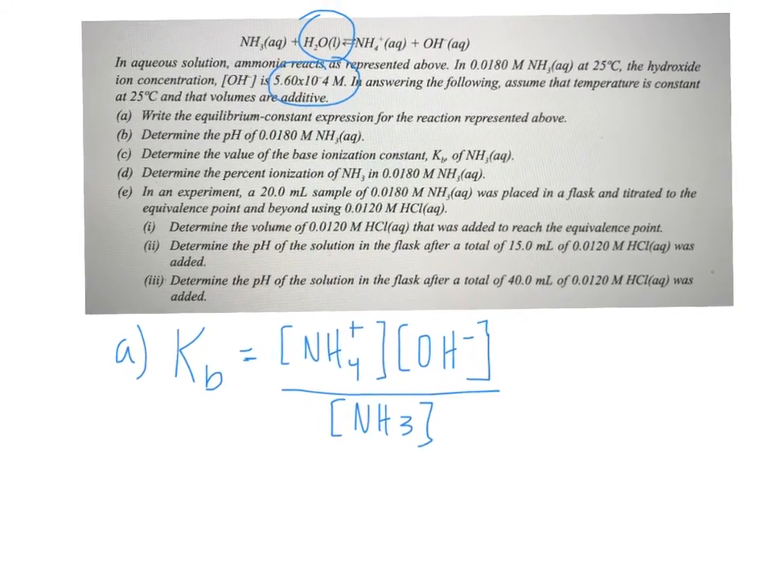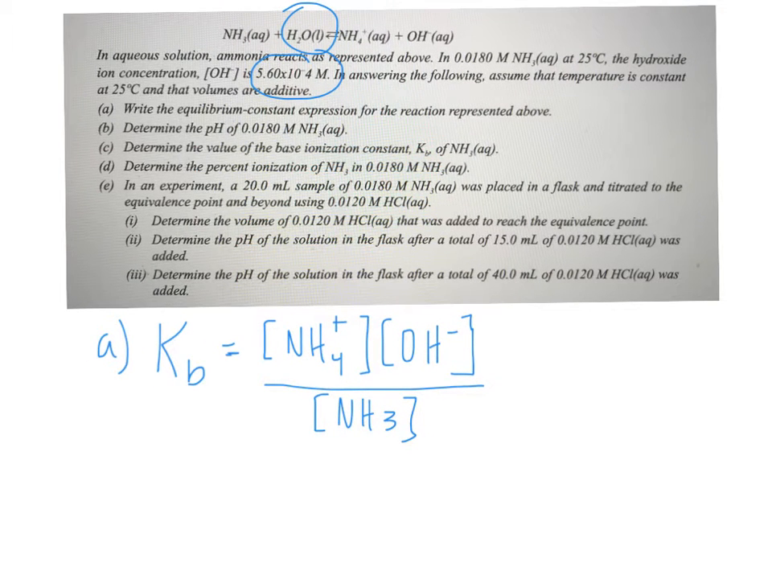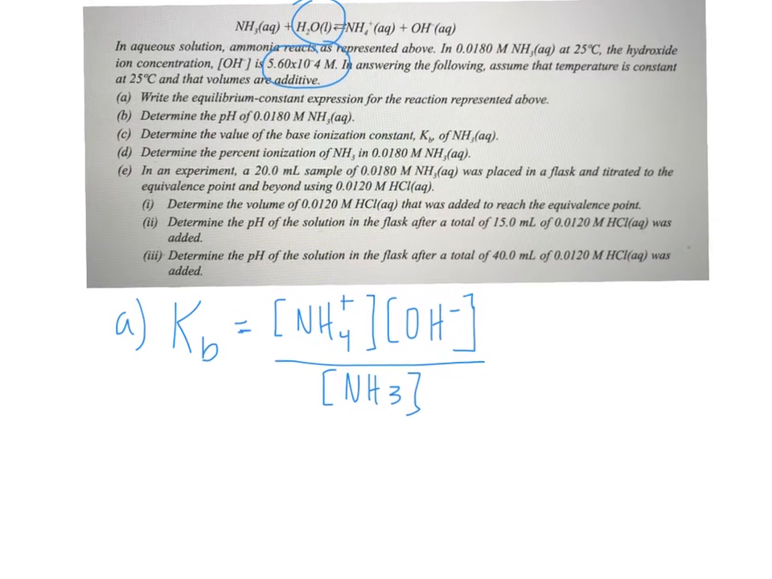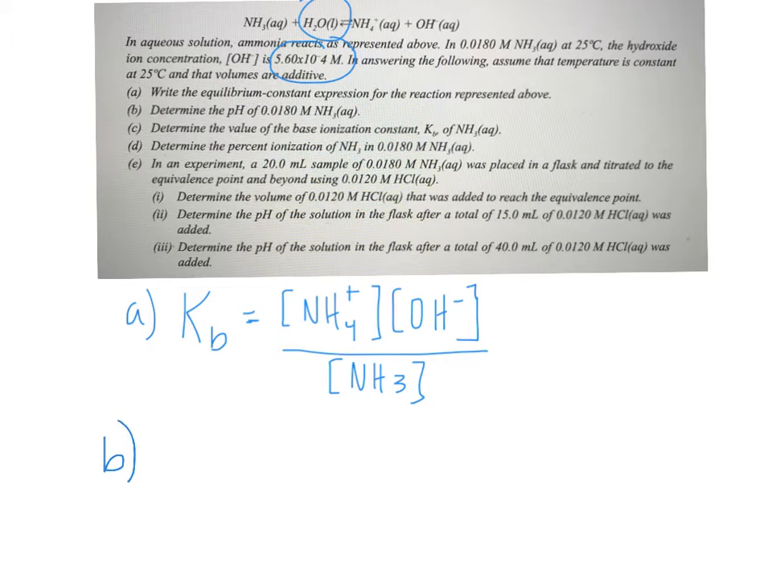Part B asks to determine the pH of this 0.180 molar ammonia solution. Well, in this case, if we're asked to calculate the pH, we actually know what the OH negative is at equilibrium. So this is a pretty simple problem so far, in the sense that if I've got the OH negative, I can calculate the pOH and just subtract from 14. So the OH negative concentration, as shown in the problem, is 5.60 times 10 to the negative 4 molar.